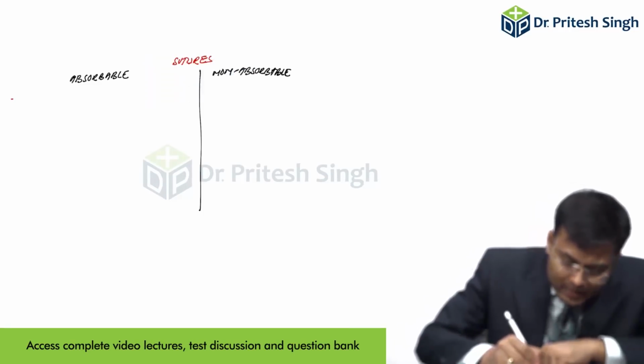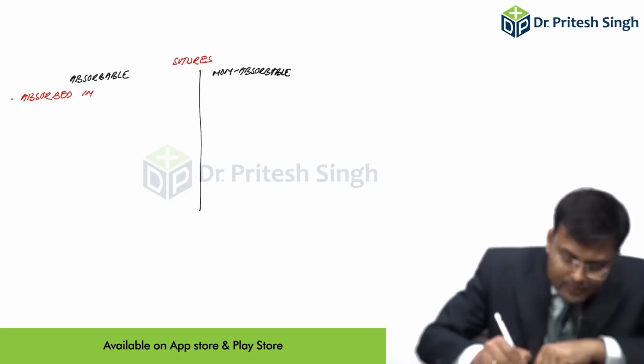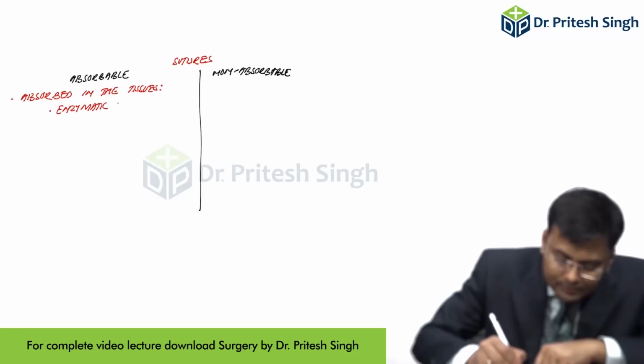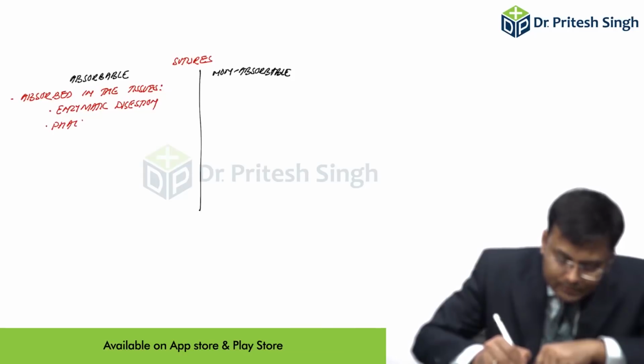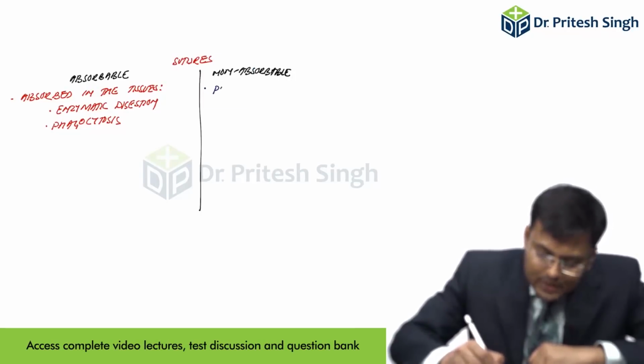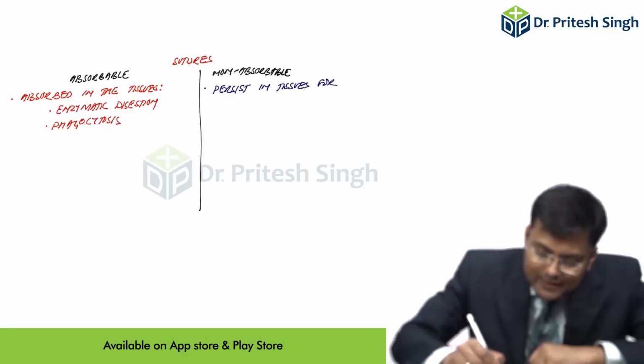Absorbable sutures are absorbed in the tissues due to enzymatic digestion or phagocytosis. Whereas non-absorbable sutures persist in tissues for an indefinite period.